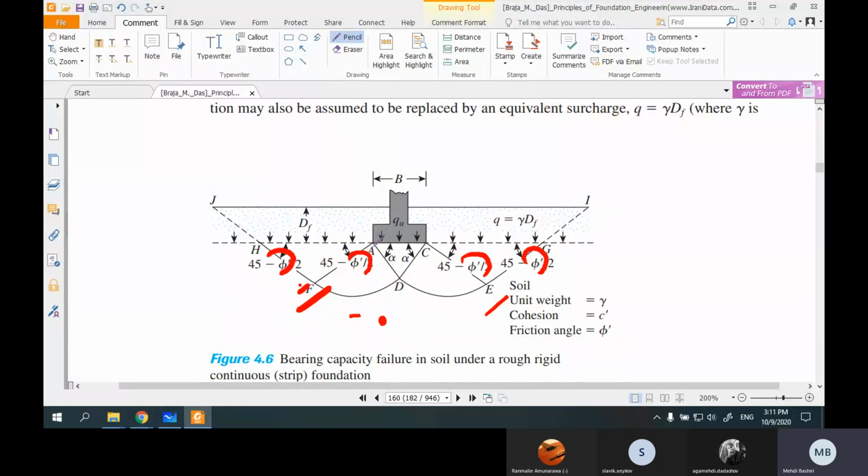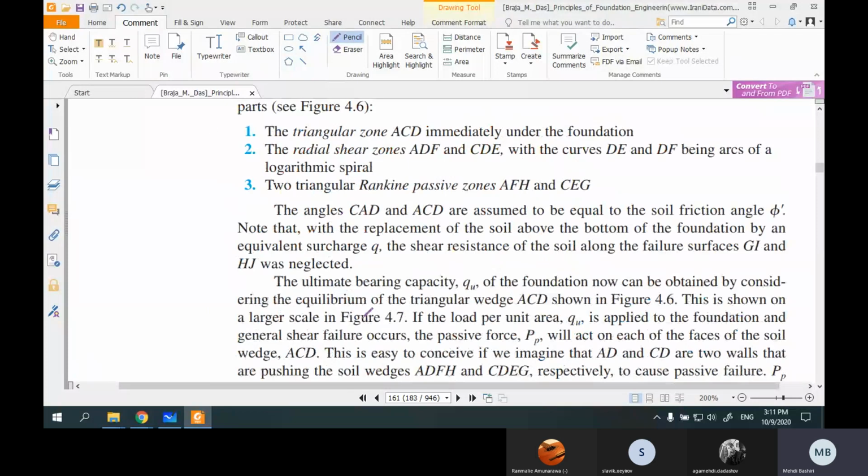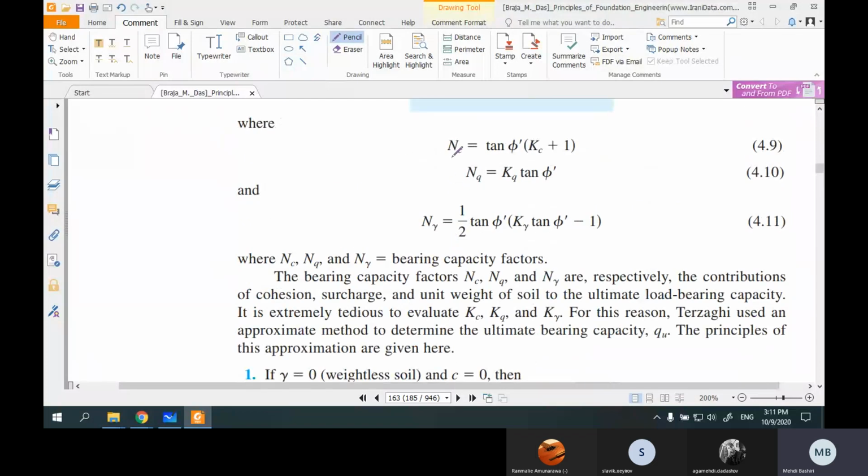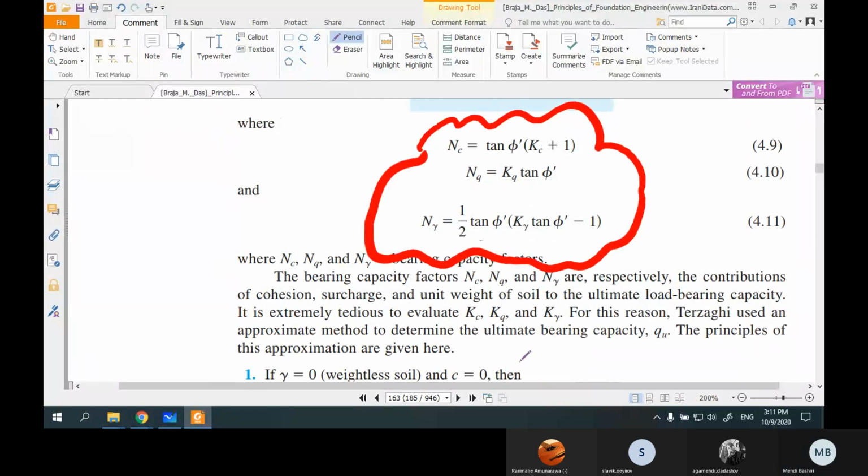And when you form this one, you have to calculate some other things again to find the final capacity. So researchers simplified this procedure by suggesting these three parameters: NC, NQ, and N gamma. Okay, NC, NQ, and N gamma. You can see it in all these factors. If you know phi, you can find NC, NQ, and N gamma.